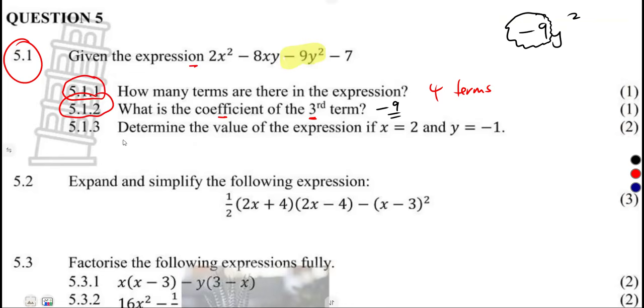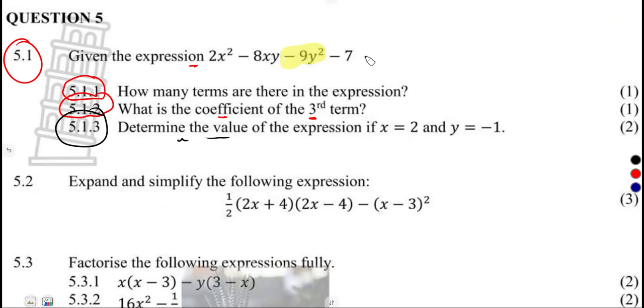Just like that. And 5.13, determine the value of the expression if x is 2 and y is what? Negative 1. Simply substitute into the what? Into this expression. In place of x, you're going to put 2. So that's 2 times what? 2 squared minus 8 times x. Our x is what? Our x is 2. Y is what? Negative 1 minus 9y squared, y is negative 1, all right, minus 7.